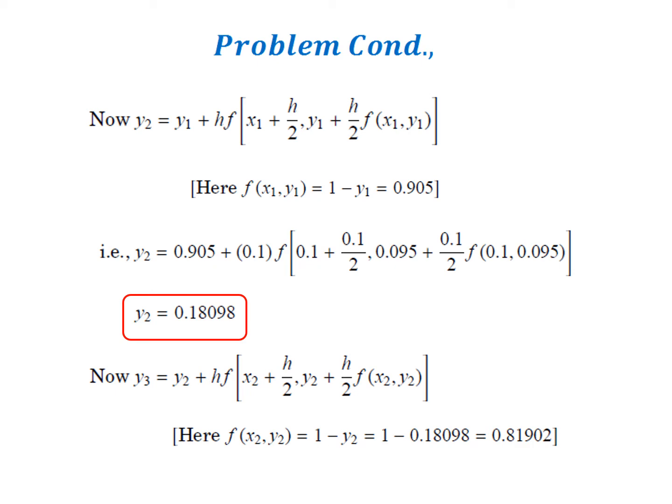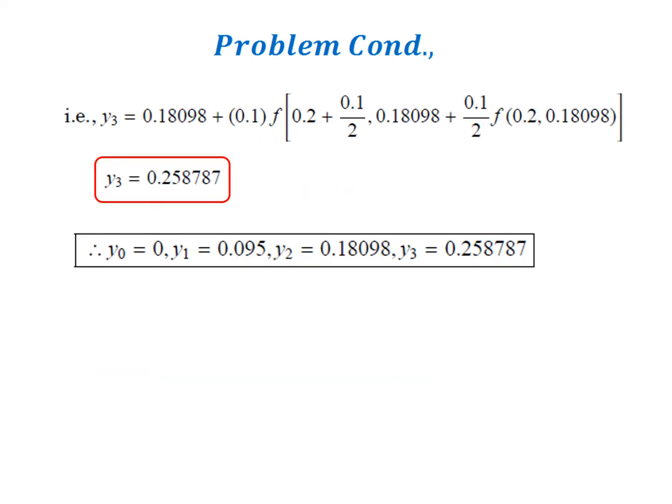Y3 is equal to, how will you develop the formula for y3? In the general form, I just want to replace n is equal to 2. I will get y3 is equal to y2 plus h into f of this particular thing. Now, initially I am calculating this particular f function value from the given f of x comma y. After finding that, I will get 0.81902 as the value of this particular one.